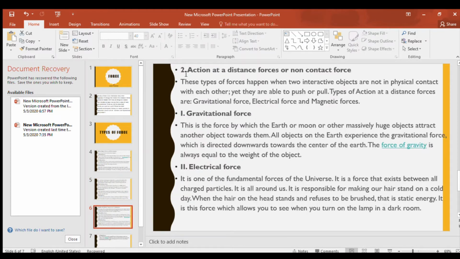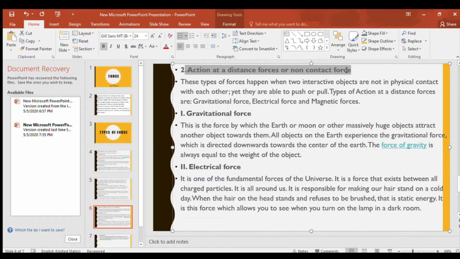The next is: what is an action at a distance force, or non-contact force? These types of forces happen when two interacting objects are not in physical contact with each other, yet they are able to push or pull. Types of action at a distance forces are gravitational force, electrical force, and magnetic force. One more force is there, that's electrostatic force.